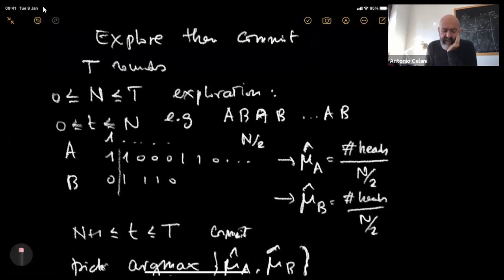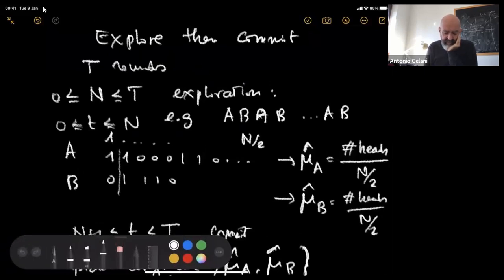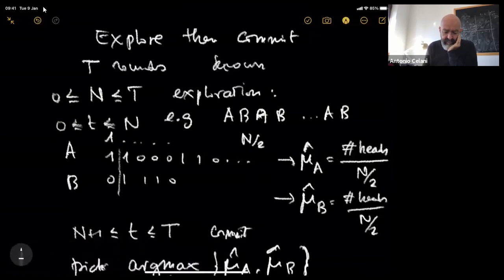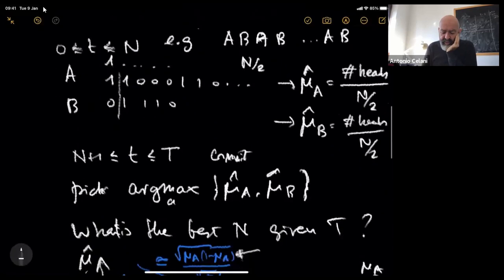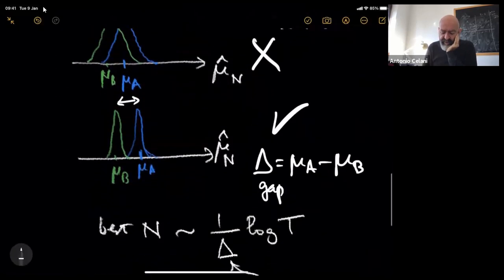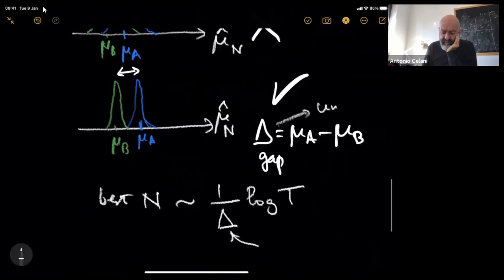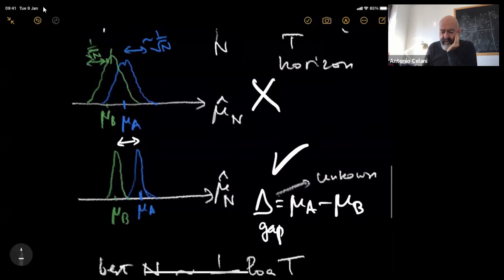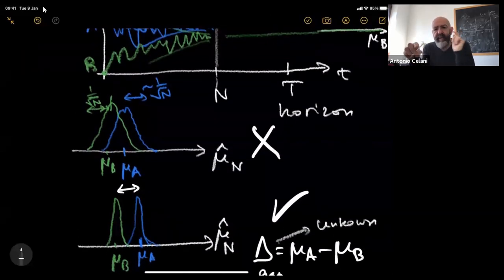in order to decide N, you need to know capital T, okay? So this thing is known. But then in order to find out the optimal N, you should also know the gap, which is not known. So this algorithm will work if I tell you, for instance, one of the two, mu A minus mu B is delta, or mu B minus mu A is delta. You just have to decide which one is better, but you need information about how different they are. Okay, so in this simplified situation, you can use this algorithm.